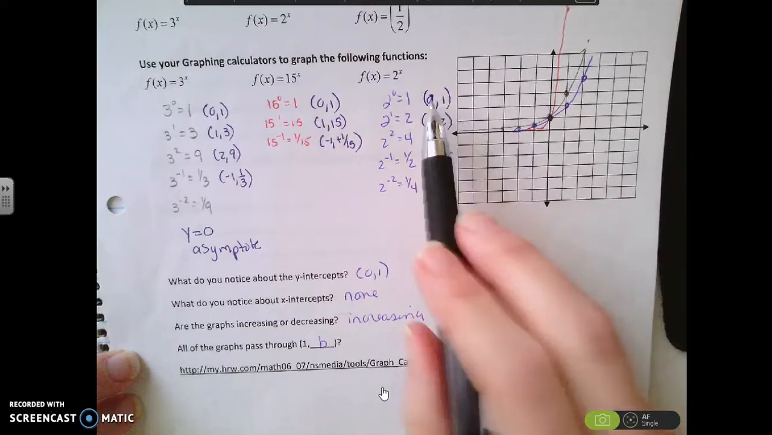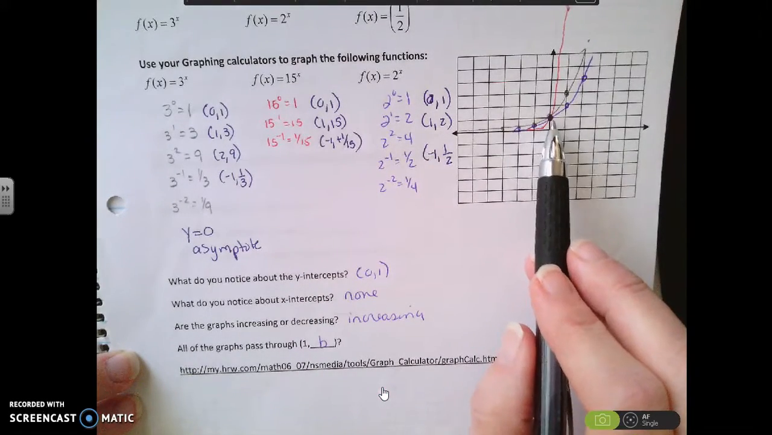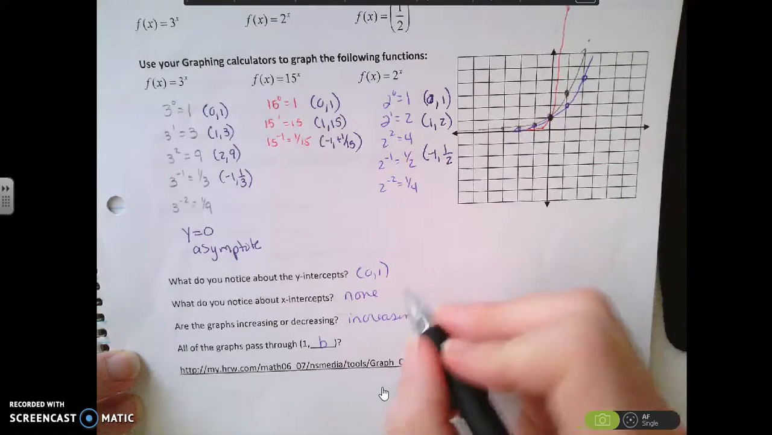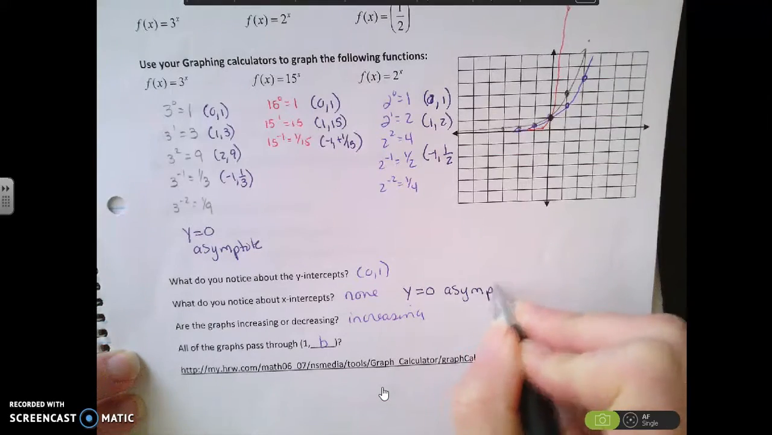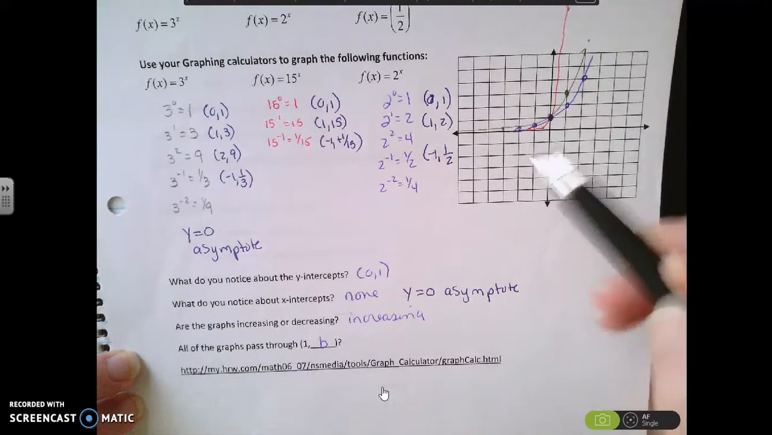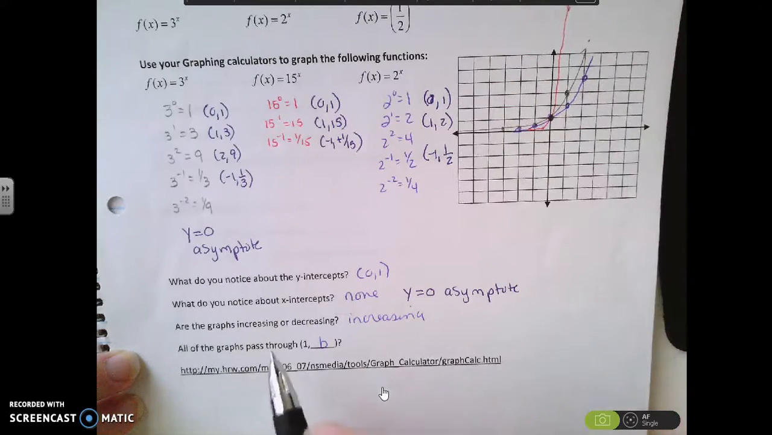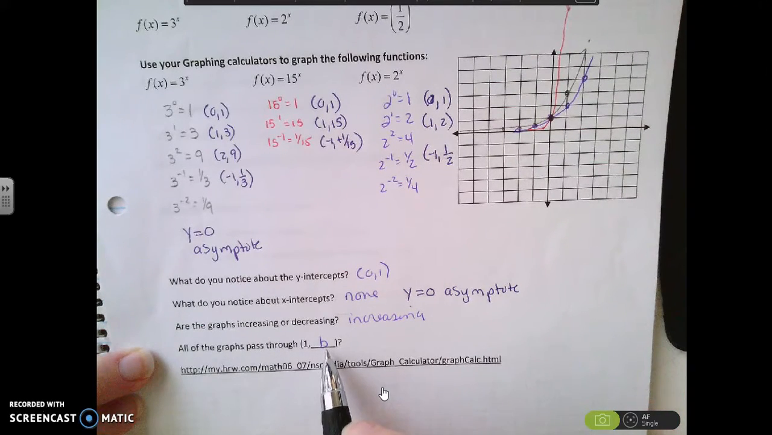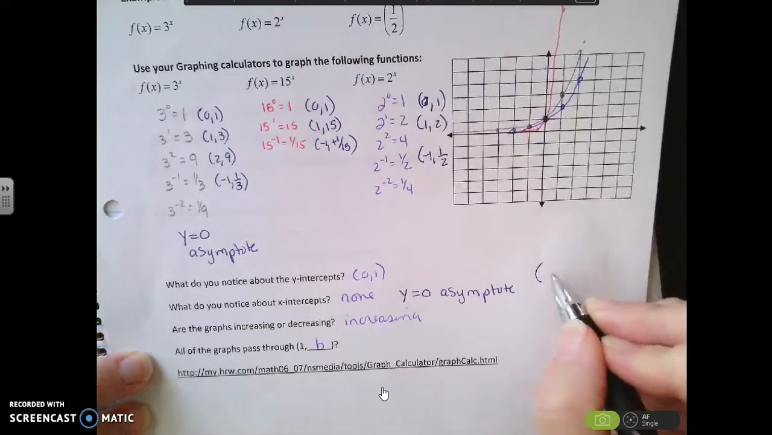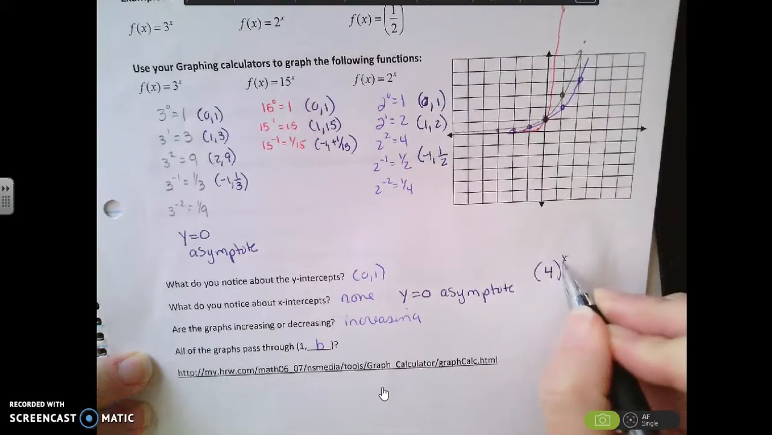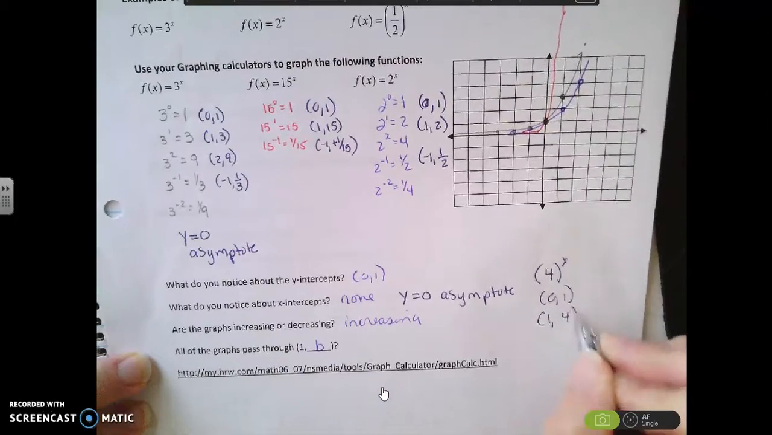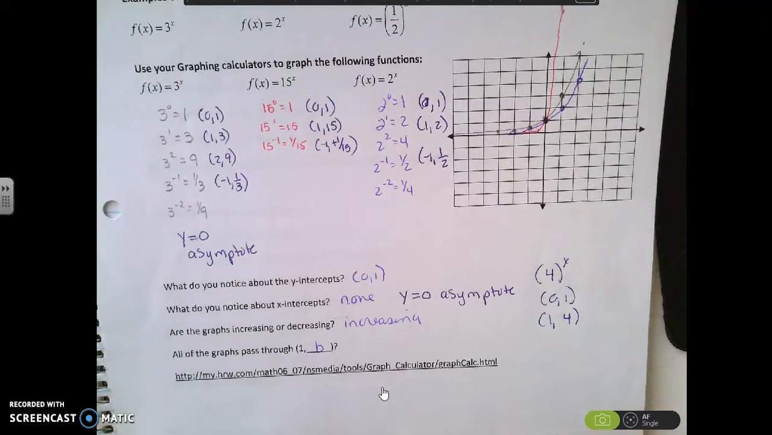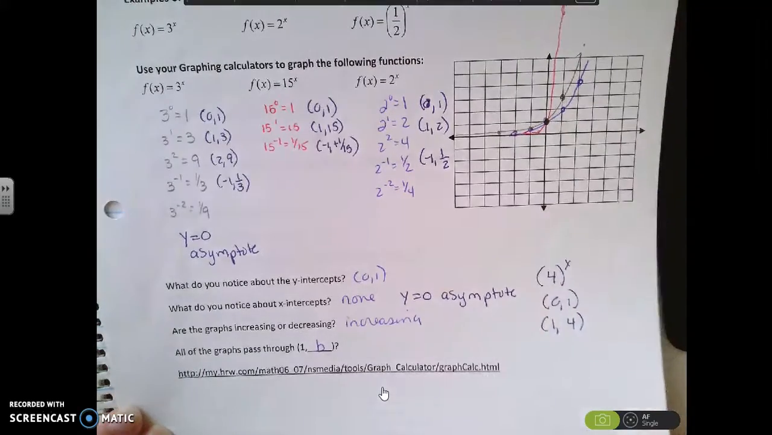So for every single one of these problems, they go through the y-intercept at (0, 1). There is no x-intercept. In fact, we have an asymptote at y equals 0. All of these graphs are increasing. And all of the graphs go through the point (1, b), where b is the base of the exponent. So if I gave you a problem and I said 4 to the x power, I would know that it's going to go through the points (0, 1) and (1, 4). And so using that information, I could graph my exponential problem.